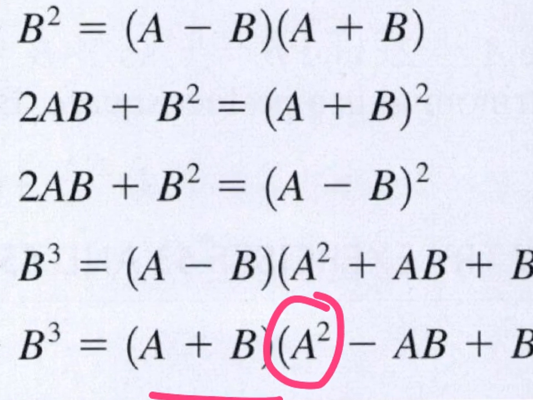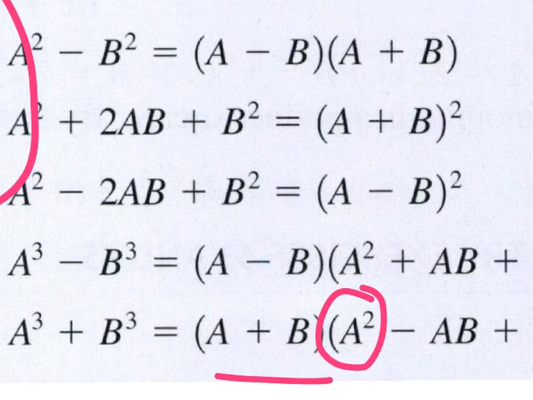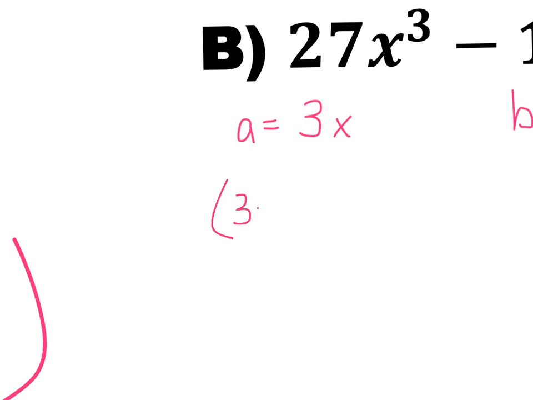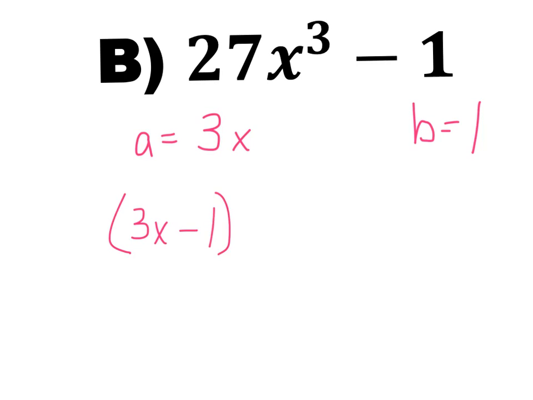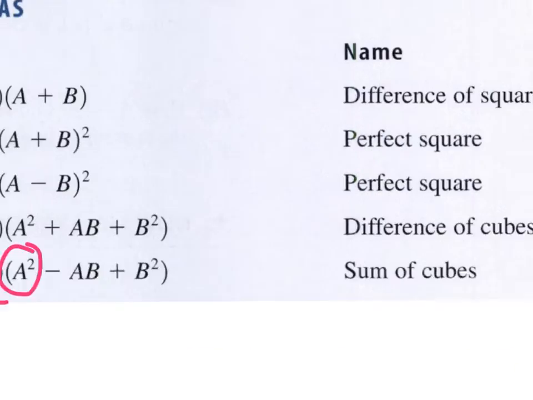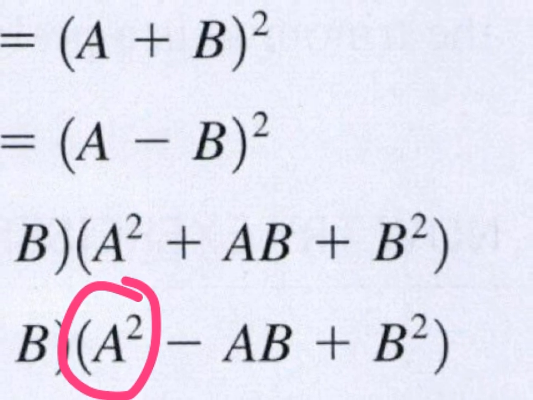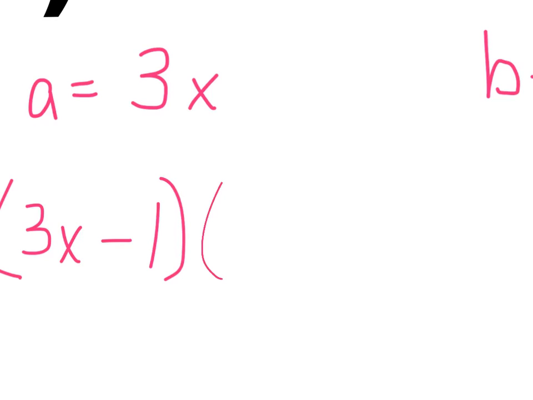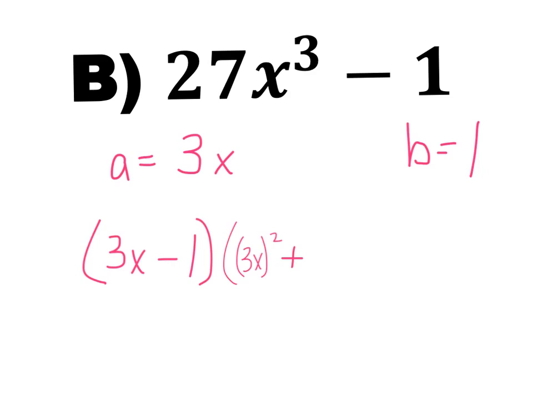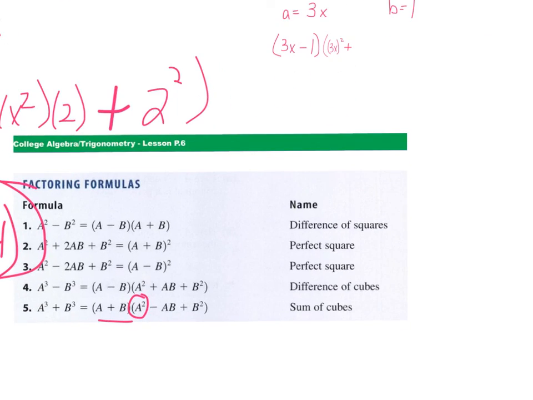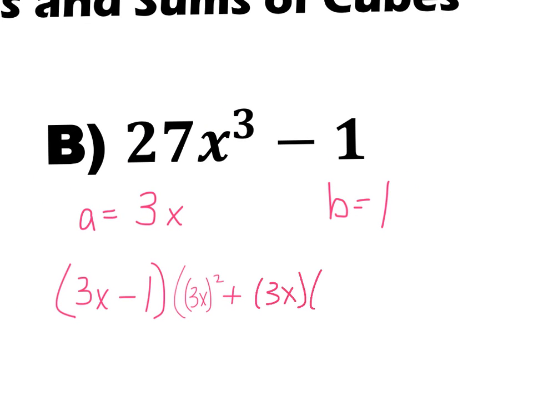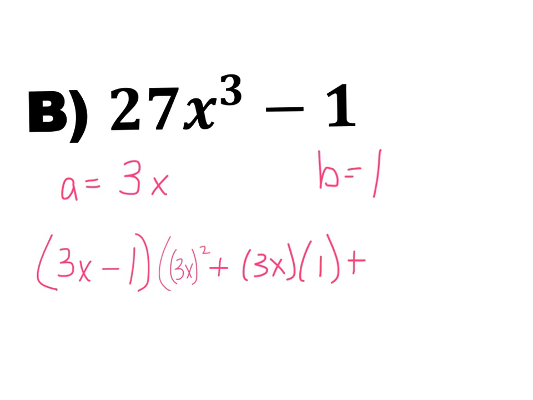So the first parenthesis should be what? A minus B. So literally write down the A term 3x minus the B term. Good. Now I look at the rest of the pattern. A squared plus AB plus B squared. So A squared, 3x squared, plus, what do I do? AB. So my A is 3x, my B is 1, plus B squared.